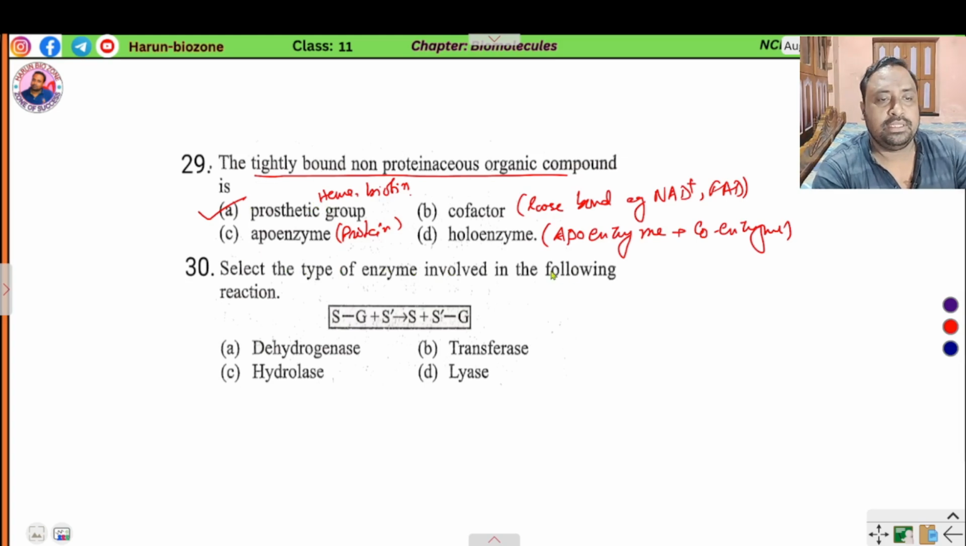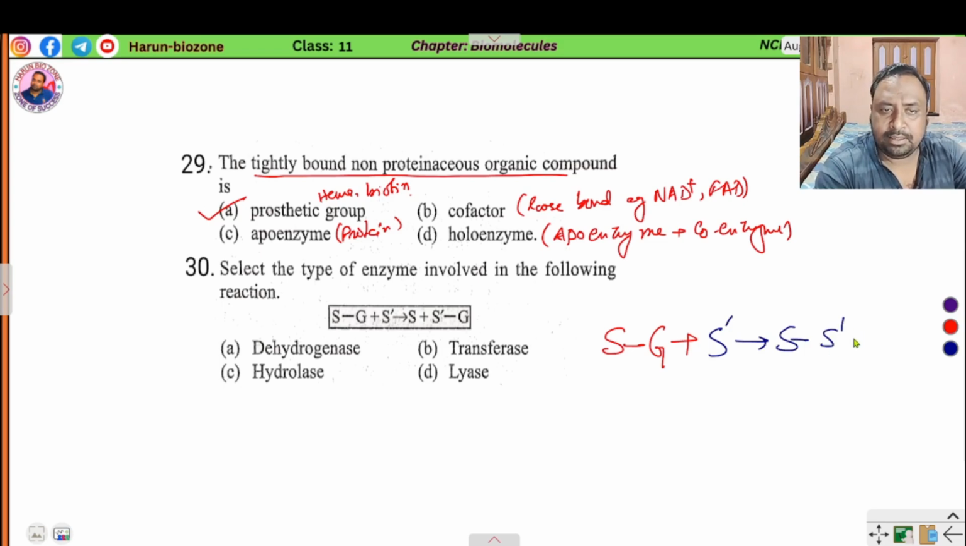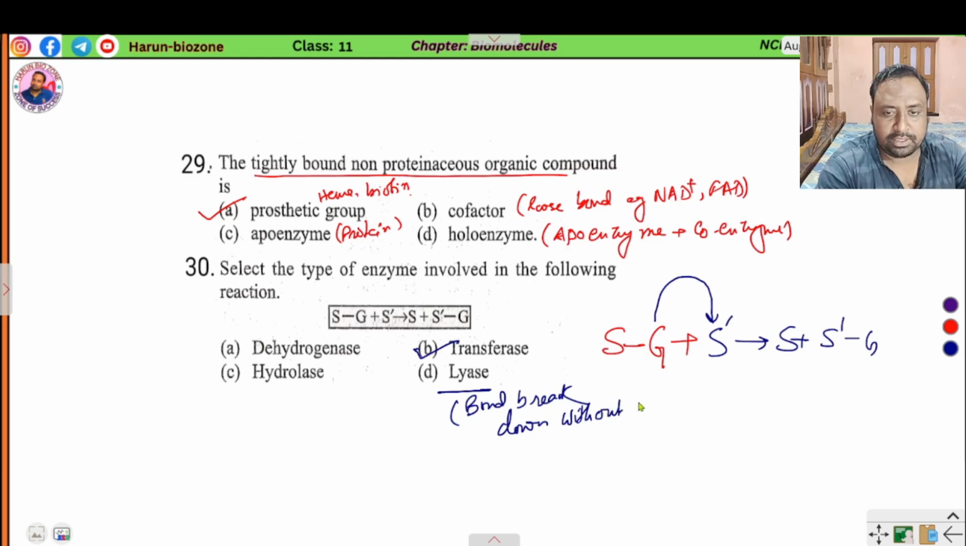Select the type of enzyme involved in the following reaction. So here what happened? S-G plus S' gives S plus S'-G. So here the group G is transferred and combined with the second S'. The functional group is transferred from one molecule to another molecule, so it is called a transferase enzyme. In case of lyase enzyme, the bond breaks down without water. Oxidation and reduction reactions occur in oxidoreductases.